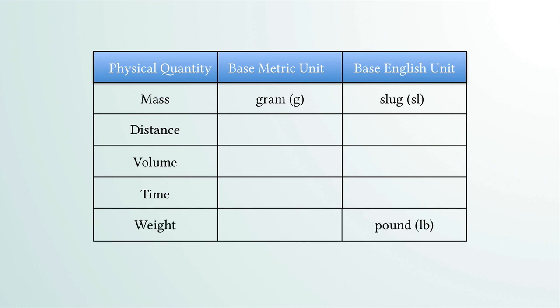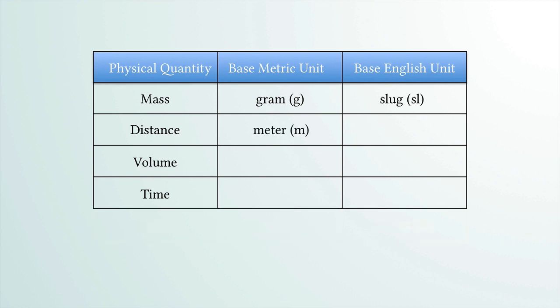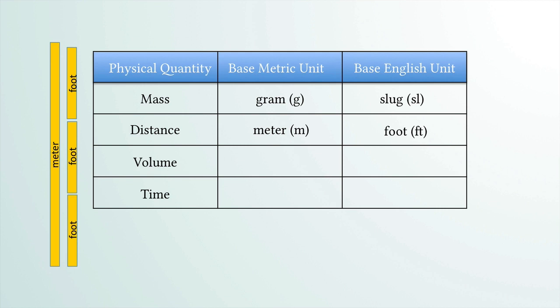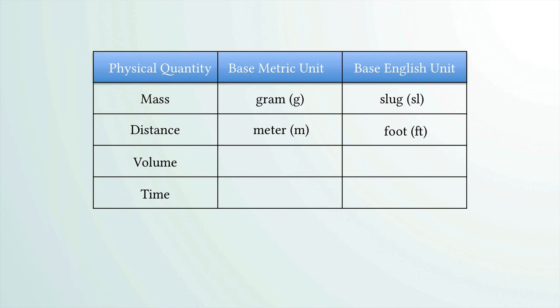The comparable metric unit for weight is the Newton. For most of this course, we'll focus on mass measurements, not weight. Just be aware that there's a difference. The metric unit for distance is the meter, and the English unit is the foot. If you're familiar with a yardstick, which is 3 feet in length, a meter is a little bit longer than a yard.